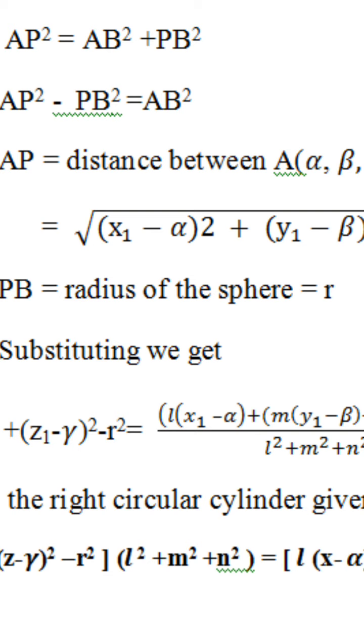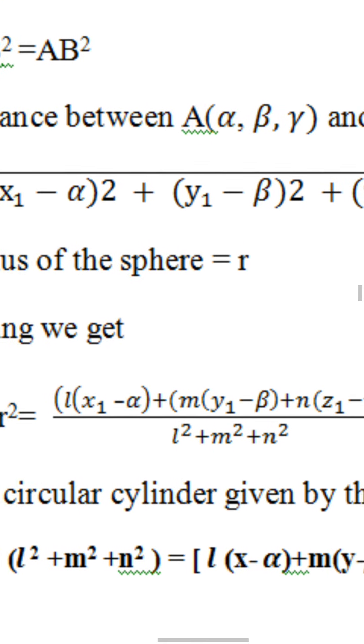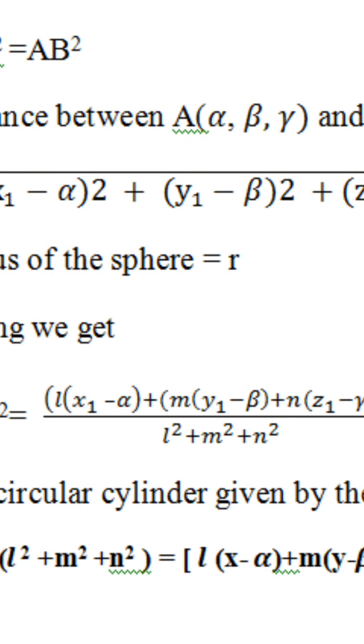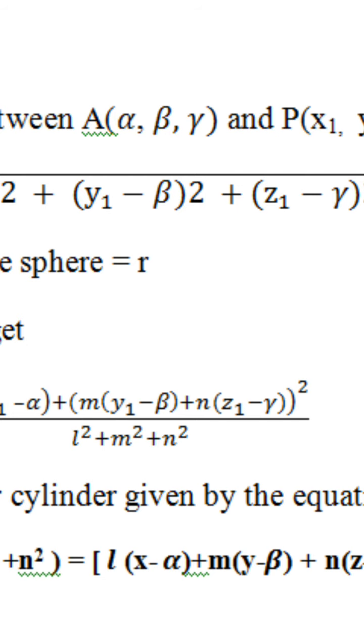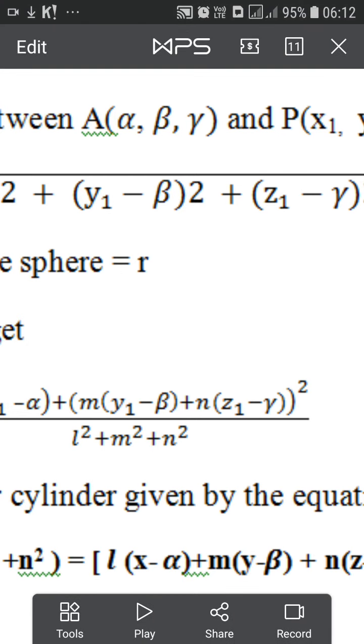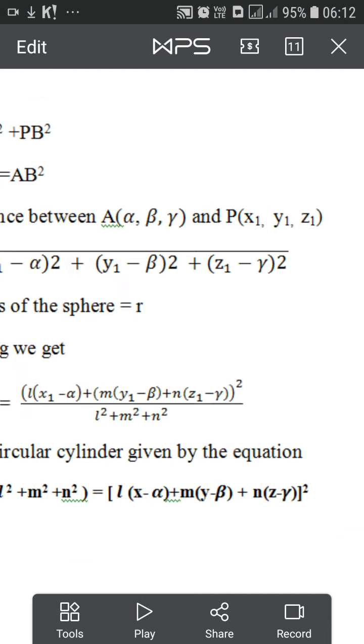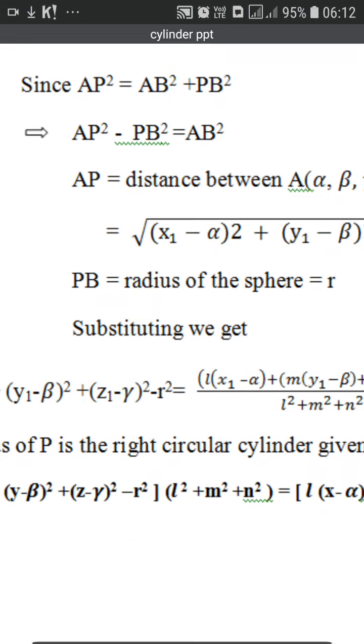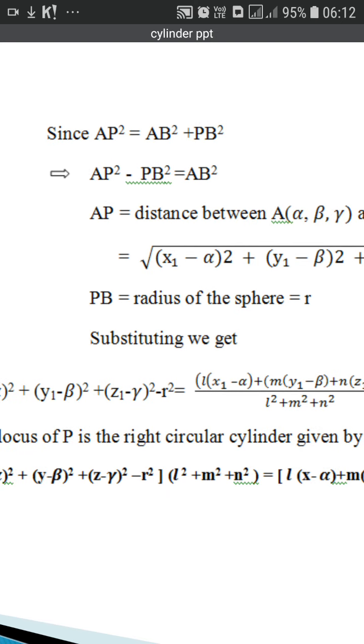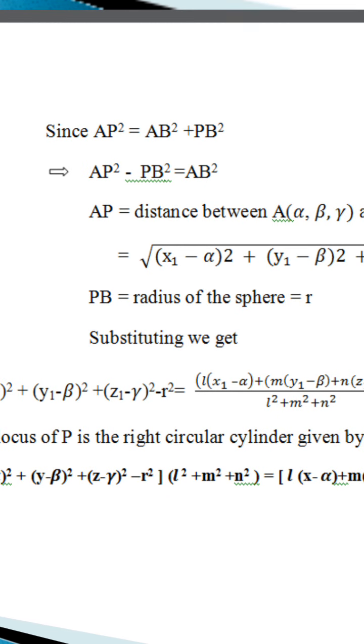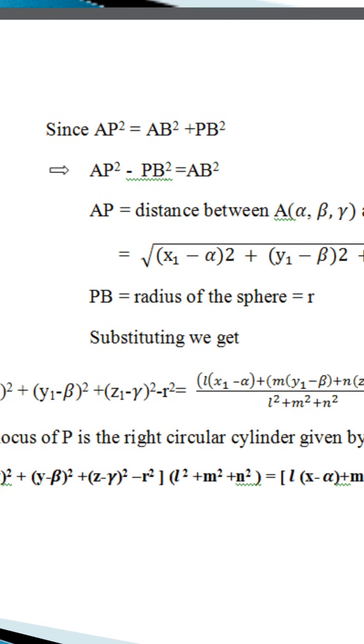What is AB? Just now we have calculated. AB is the projection of AP on the axis of the cylinder. Now AB square, if you take AB square, then (L into (x1 minus alpha) plus m into (y1 minus beta) plus n into (z1 minus gamma)) whole square by L square plus m square plus n square. Now if you cross multiply this equation, then you will get the equation of the cylinder, right circular cylinder.